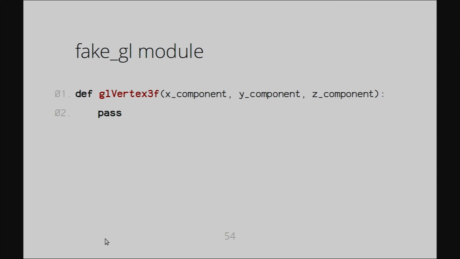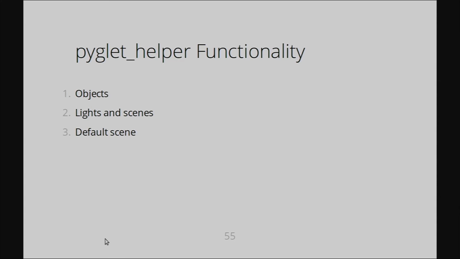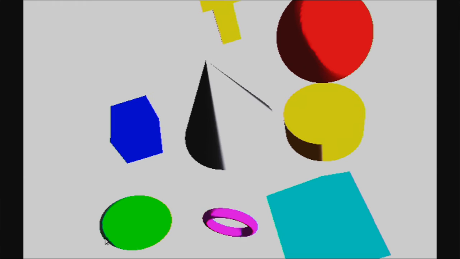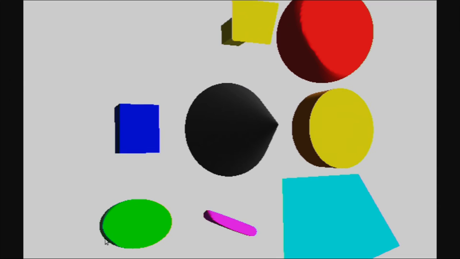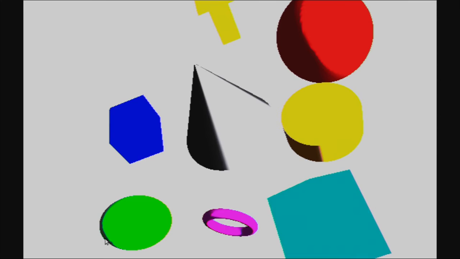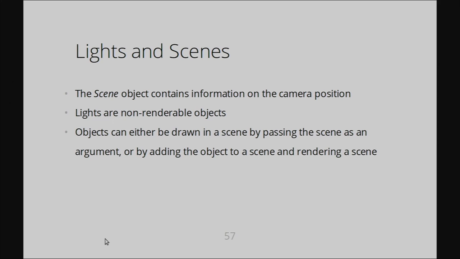All right, so now that I've talked about some boring implementation details, I'm just going to go over some functionality. These are the geometric primitives implemented: an arrow, sphere, cube, cone, cylinder, ellipsoid, ring, and pyramid. And then there are also things called lights and scenes. A scene object contains information about the camera position and some details about the default lights. The lights are non-renderable objects that you can stick in the scene.